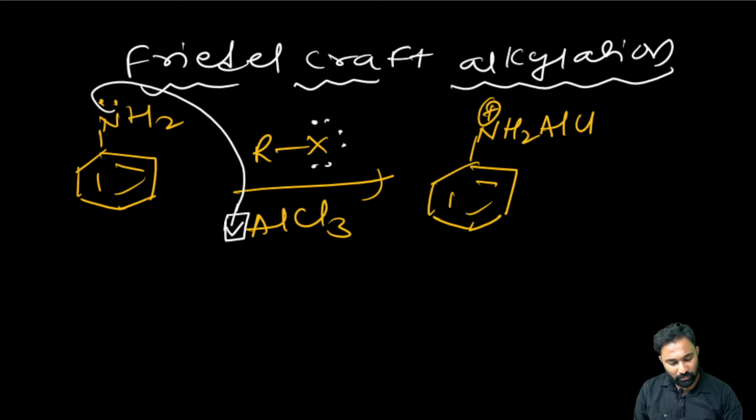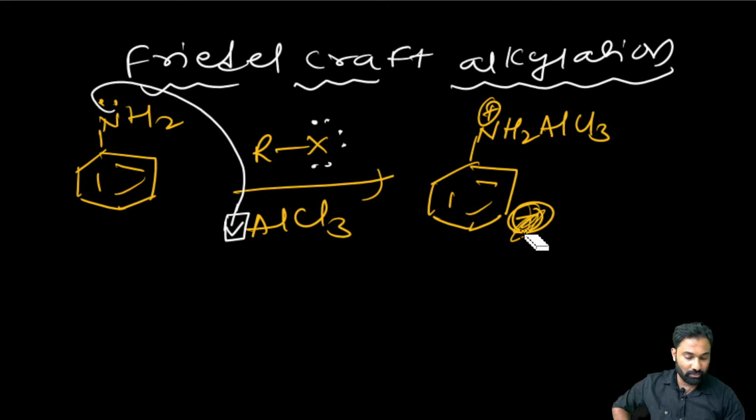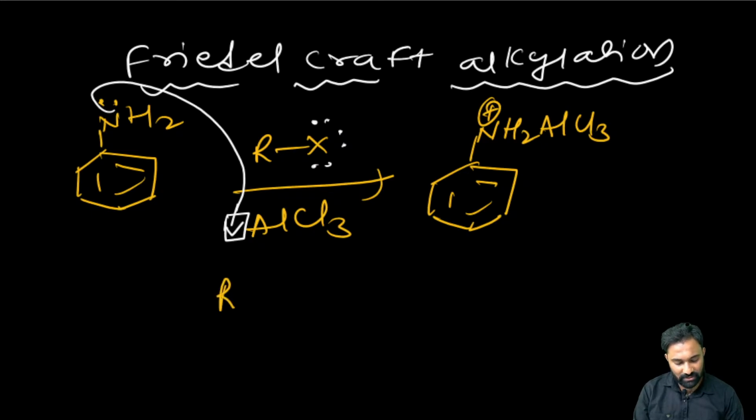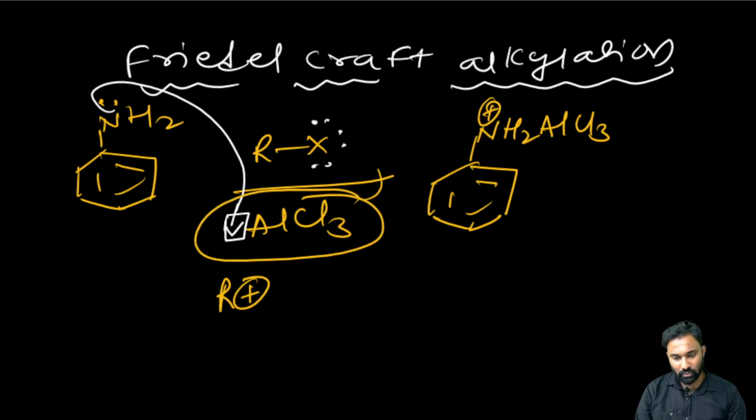When the nitrogen has become positively charged, what will it become? It will become a strong meta-directing group. Strong, which directing group? A strong meta-directing group. If it has become a strong meta-directing group, how will the electrophile be generated? There is no chance of generating the electrophile here, because this Lewis acid is already engaged.